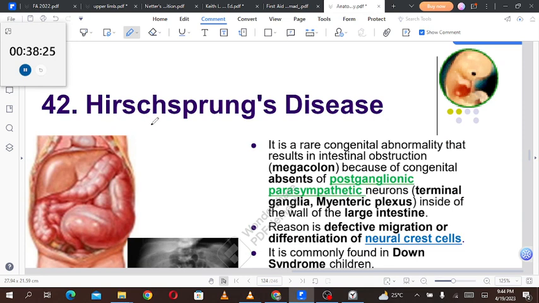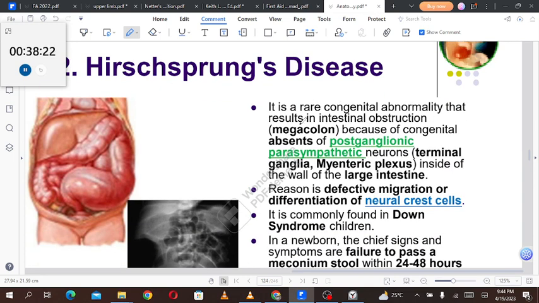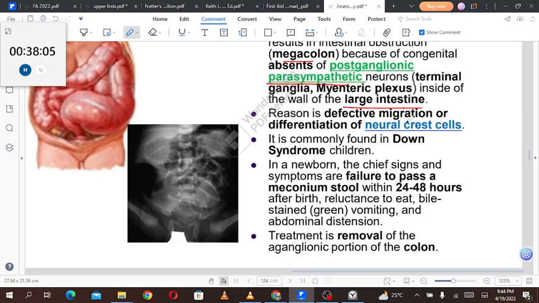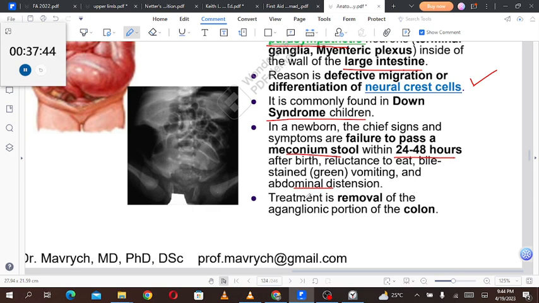The point number 42 is about Hirschsprung disease. It is a rare congenital anomaly that results in intestinal obstruction of the megacolon because of congenital absence of the postganglionic parasympathetic neurons, terminal ganglia, and mesenteric plexus inside the wall of the large intestine. The reason is defective migration or differentiation of the neural crest cells. It is commonly found in Down syndrome children. In a newborn, the chief signs and symptoms are failure to pass meconium stool within 24 to 48 hours after birth, reluctance to eat, bile-stained green vomiting, and abdominal distension. Treatment is removal of the aganglionic portion of the colon.